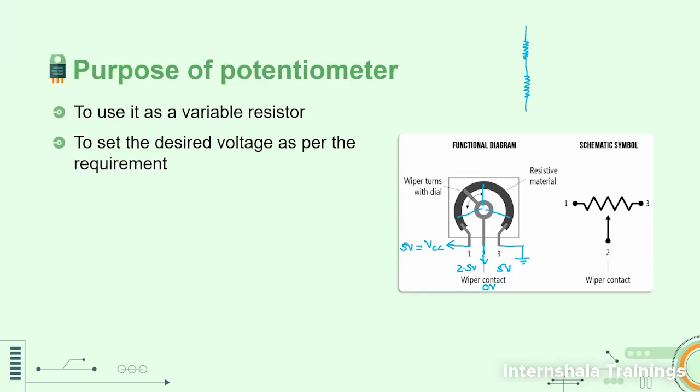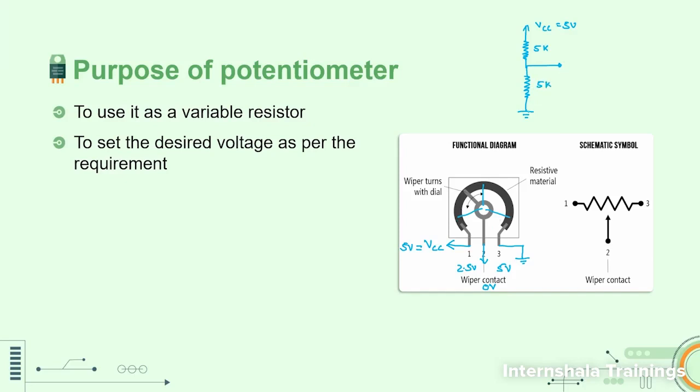This end is connected to VCC, which is 5 volt, and this particular point is connected to ground. Here we are measuring the voltage. If you set the position of this knob at the center, the top end is going to be 5 kilo ohms if this potentiometer has a value of 10 kilo ohms, and the bottom resistor is going to have a value of 5 kilo ohms.